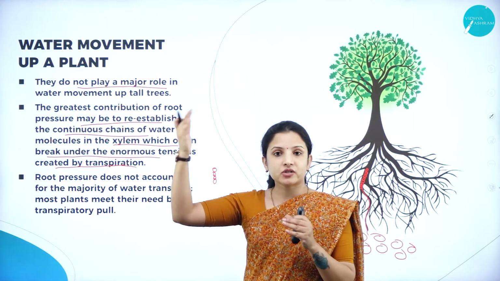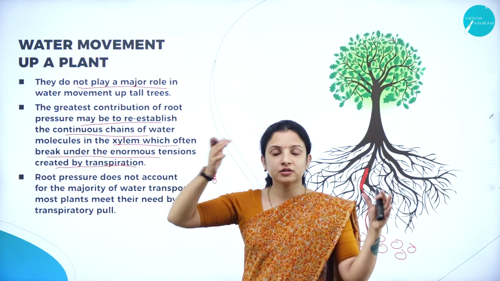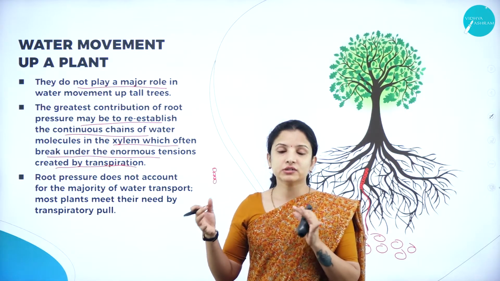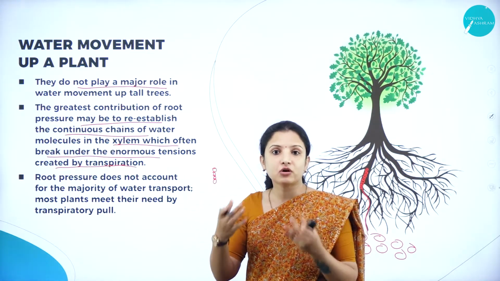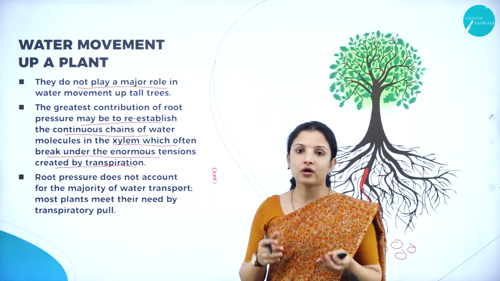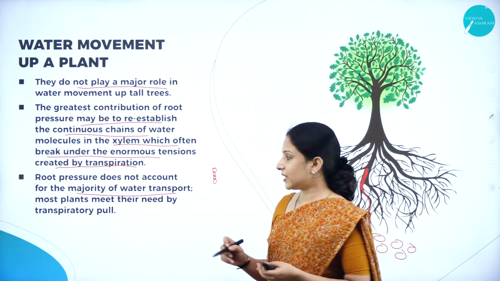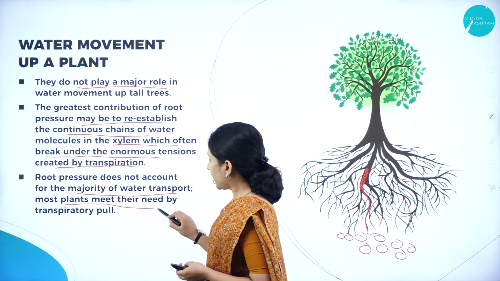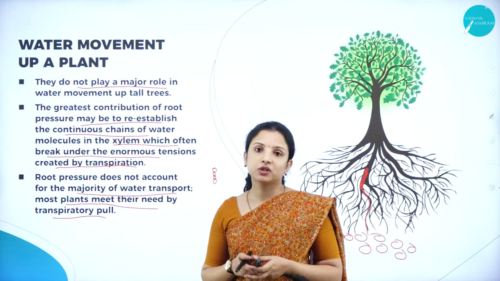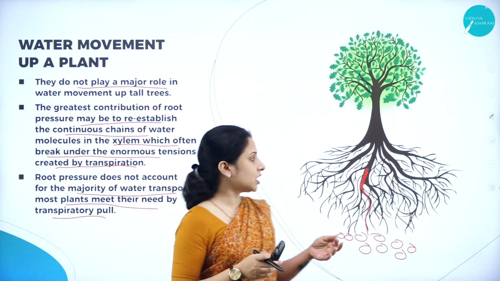Here the transpiration rate will be high during the daytime. So as the water is lost, the water should be filled back into the plant, right? Therefore, chains of water molecules have to be formed in the xylem, which is not possible by the root pressure. So root pressure will not help in the majority of the water transport, and most plants therefore depend on the transpirational pull in order to replenish themselves with water. So that is what happens.